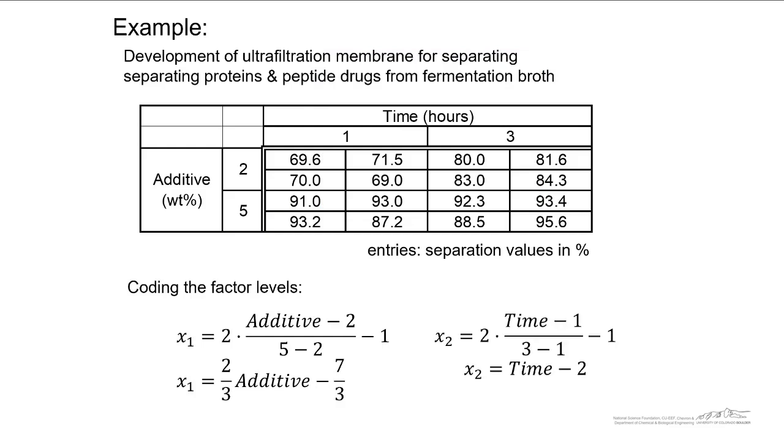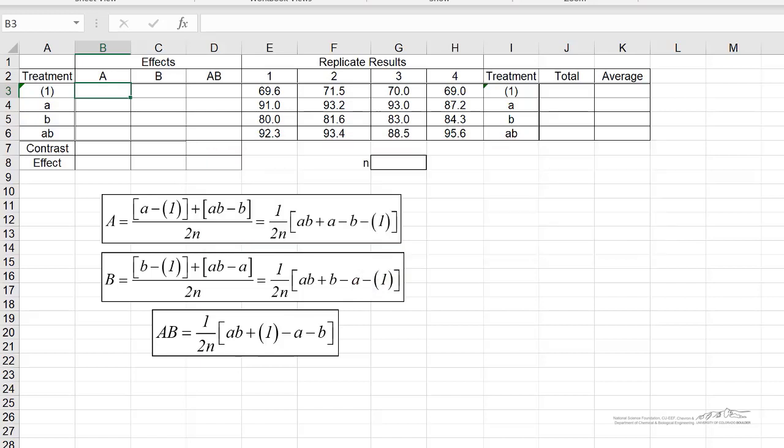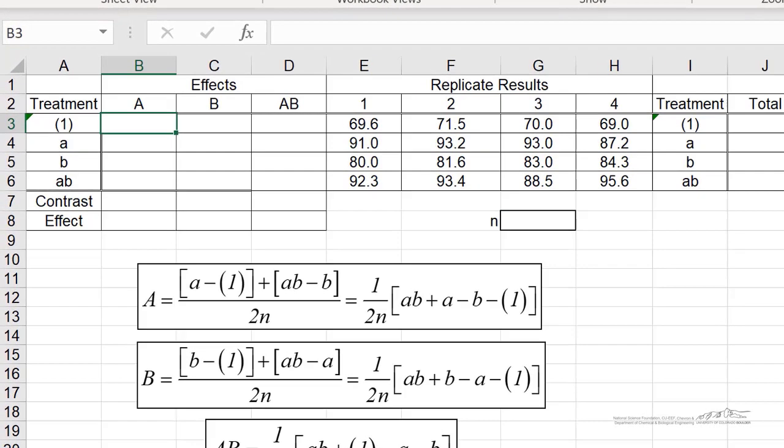We can do the same thing for time, and we end up with coded time is simply time minus 2. I'm over here in this starter file called ultramembrane factorial starter, and we're going to go ahead and solve this in Excel. We're going to calculate the contrasts and the effects. So in here we've got our results of our 4 replicates.